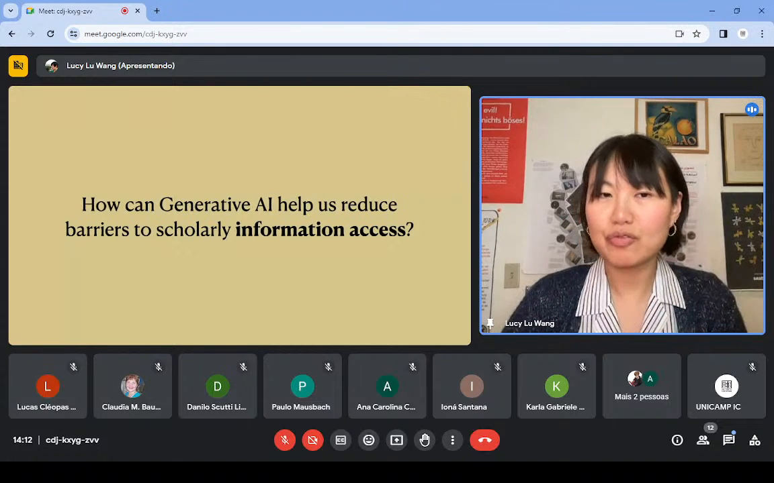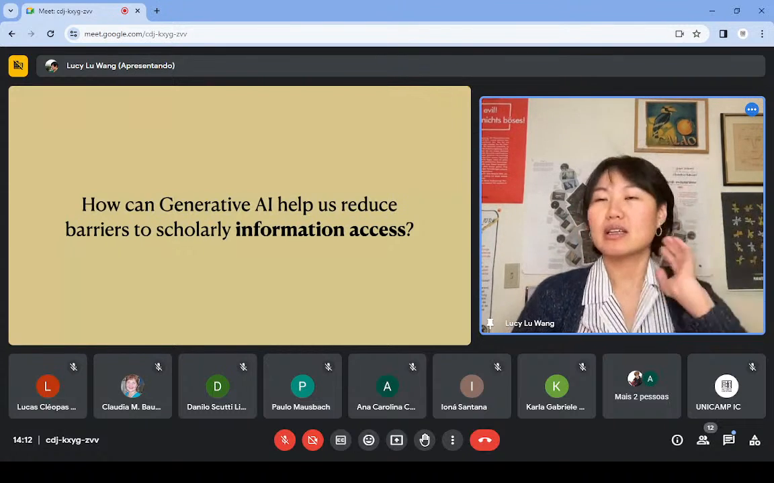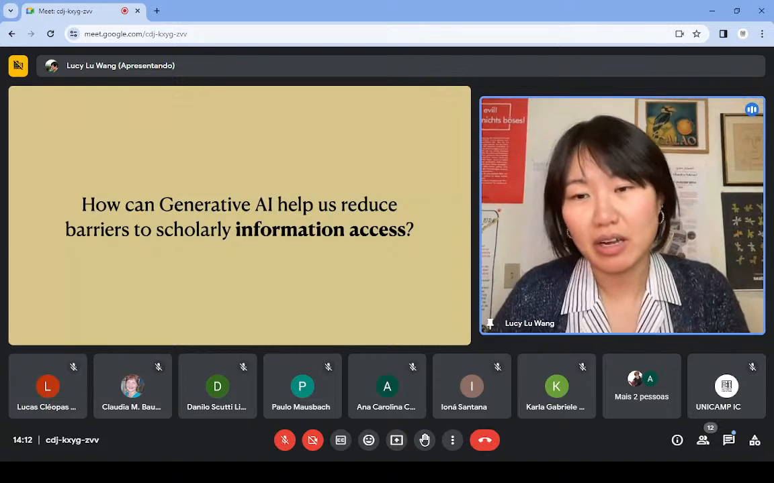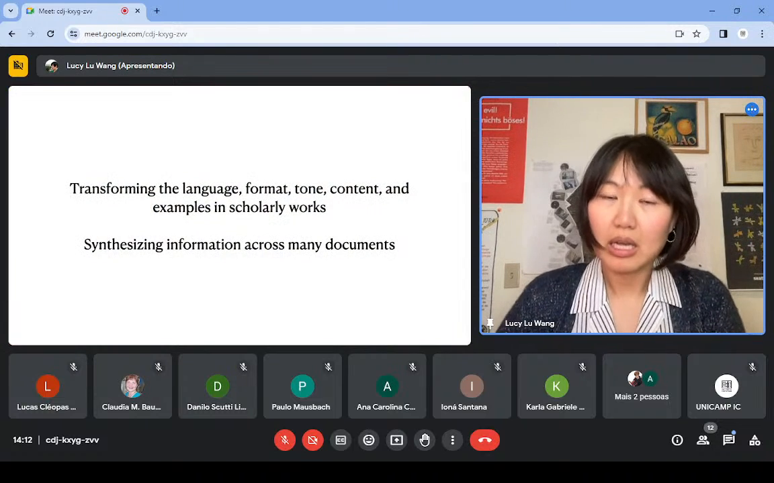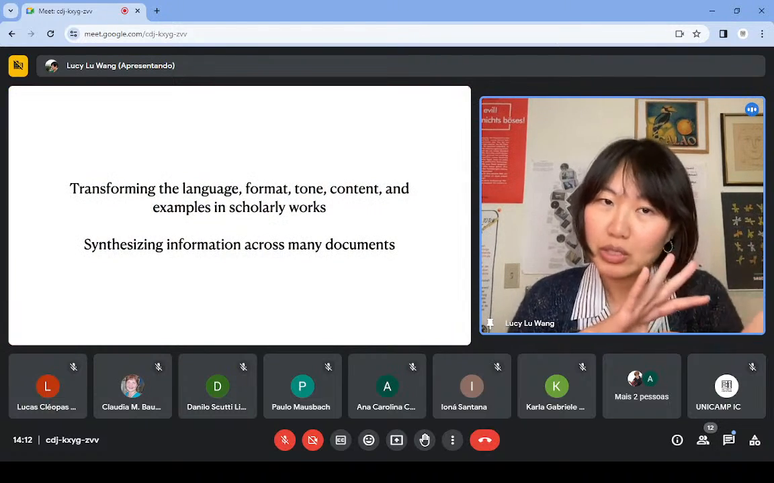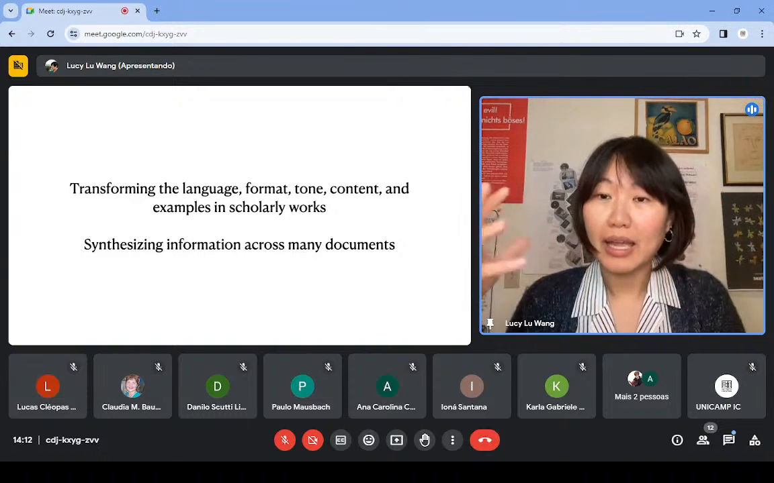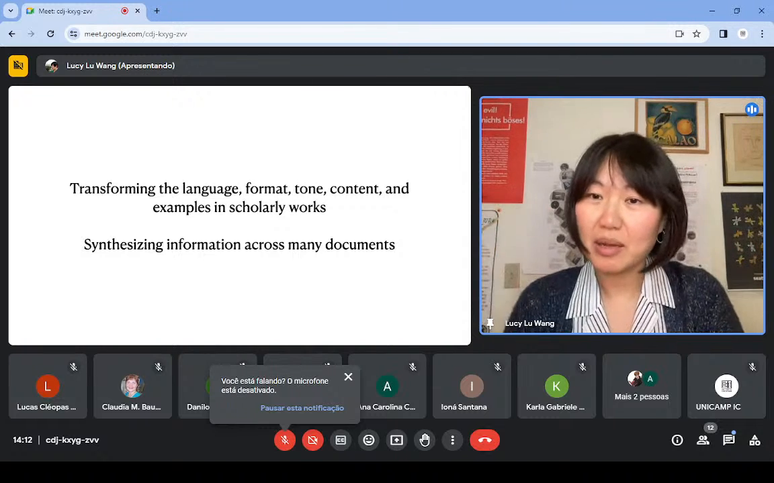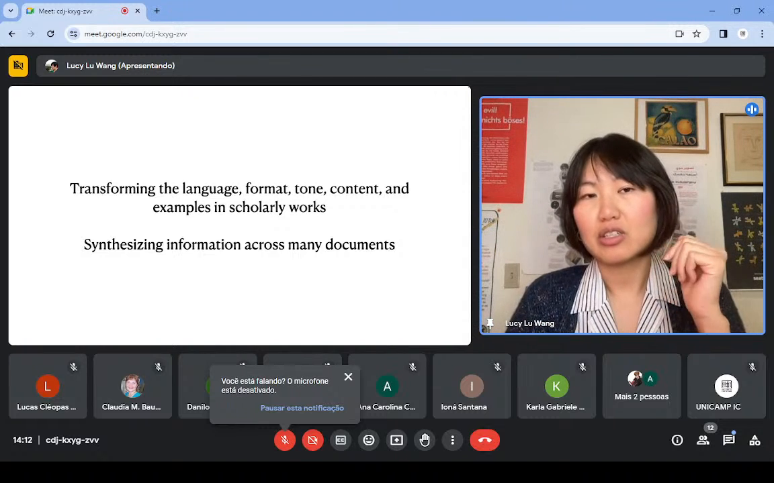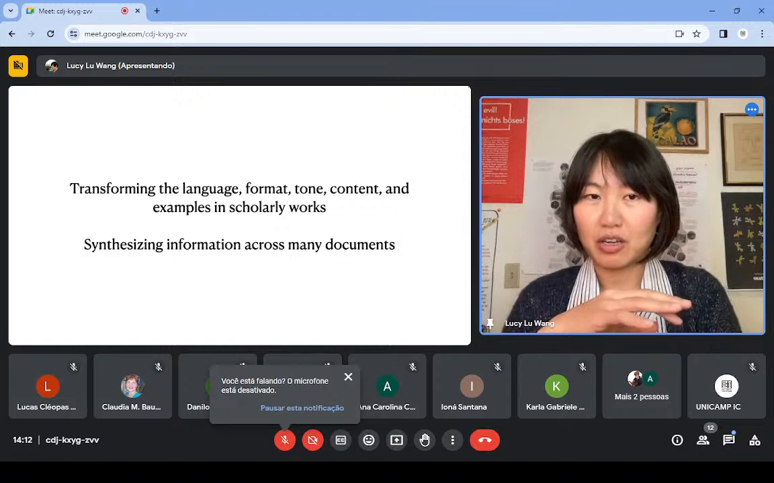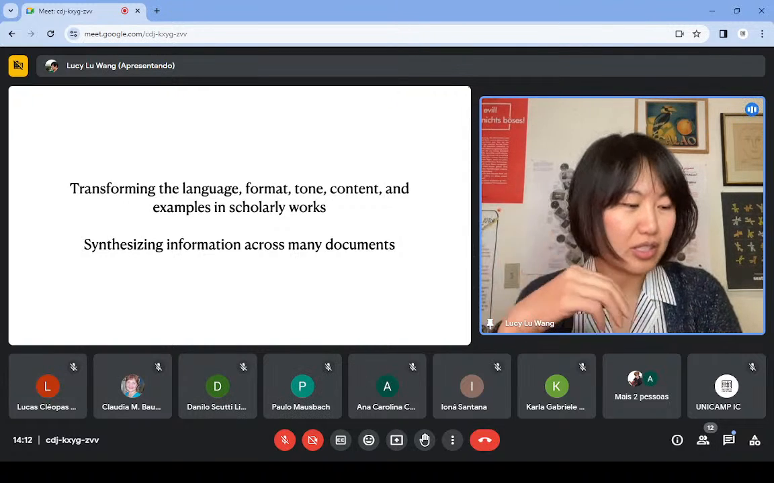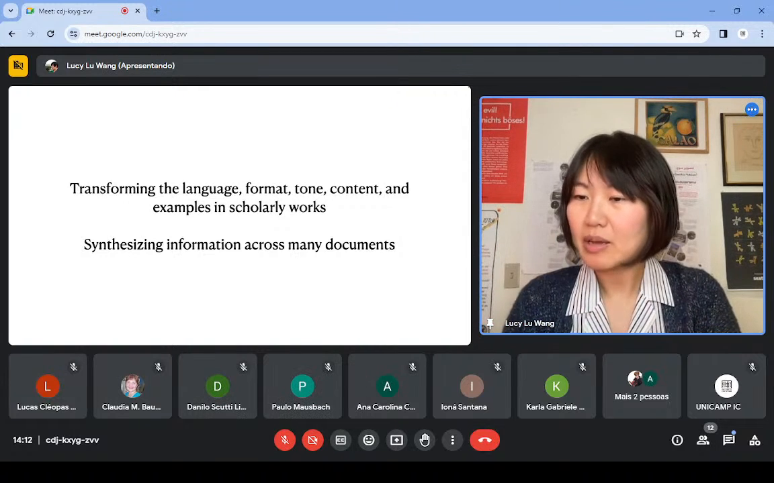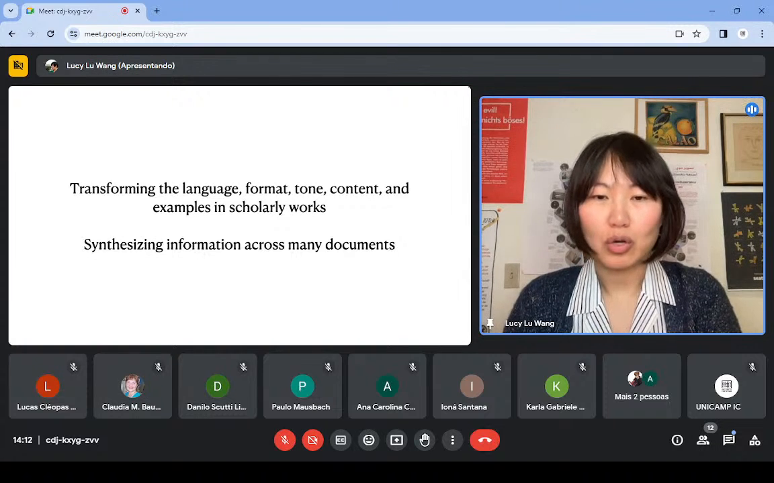And I think there's two features of large language models that are going to be particularly helpful. The first is that these models can help us quickly transform the language, the format, the tone, the content, as well as some of the examples in these scholarly works to try to make them more accessible for different audiences. So as Claudia just said, we typically write to one audience, but that doesn't mean that our work shouldn't be able to benefit other audiences.